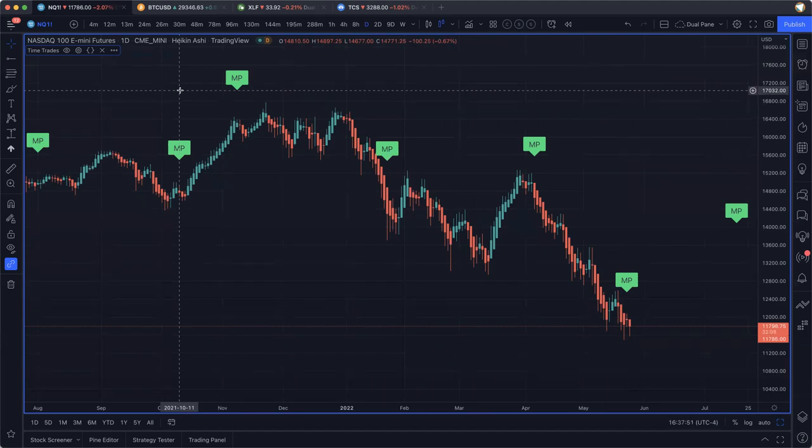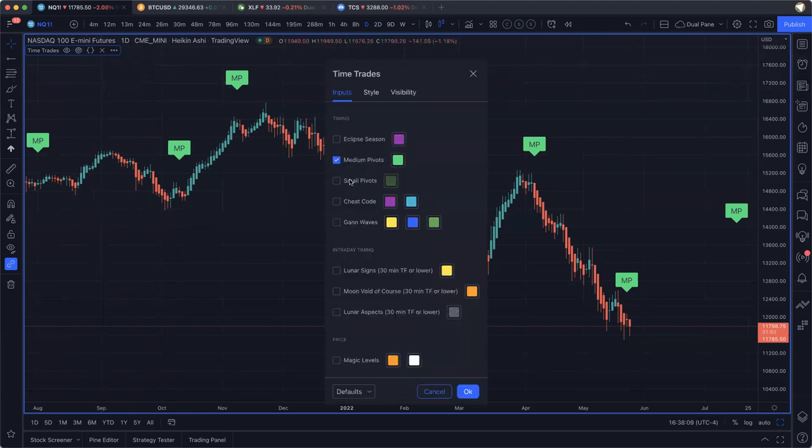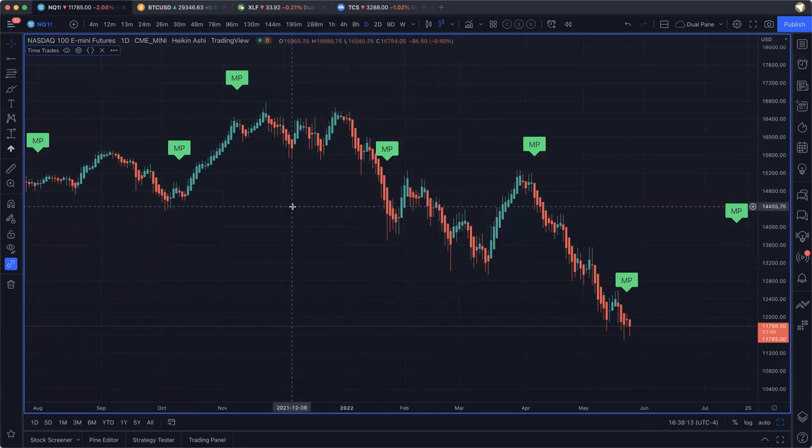So you can scroll back in time and take a look at medium pivots. I have not collected any statistics on these historically, but from visual inspection and from adding this into the machine learning, it definitely has had a positive impact on accuracy. Okay, so let's add small pivots, and we'll keep medium pivots there as well, because I want to show you a little trick with small pivots.